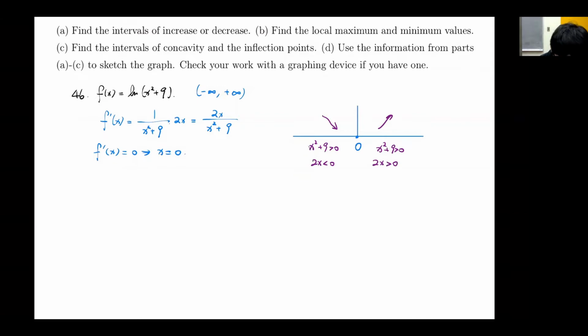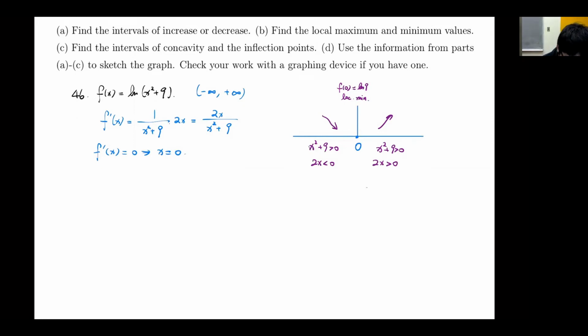I won't bother to write it down, just because this is really easy. So f of 0 equals the natural log of 9. So this is going to be a local minimum. Okay, so this finishes part A and part B as well. So, yep, now let's do part C.